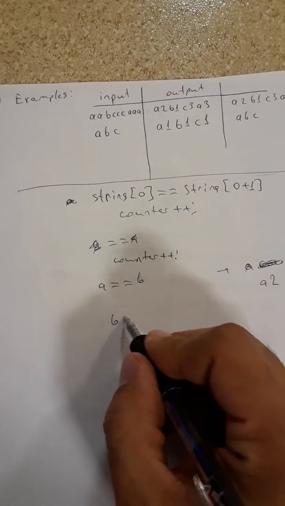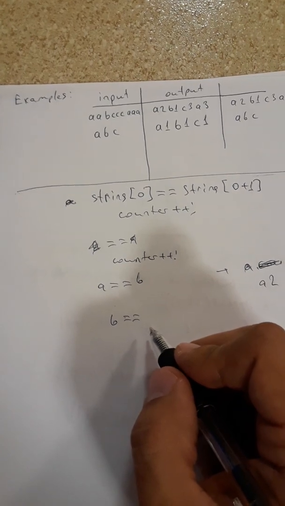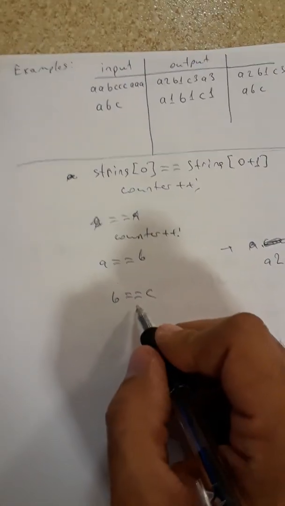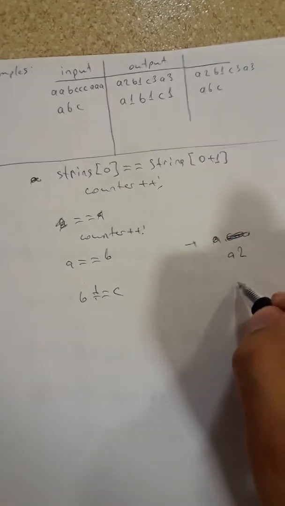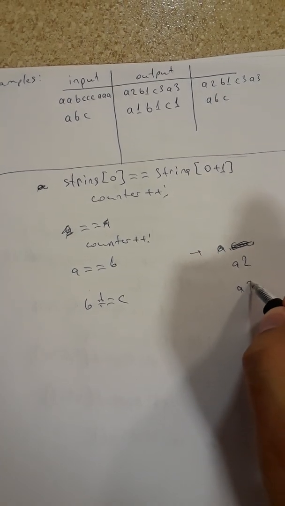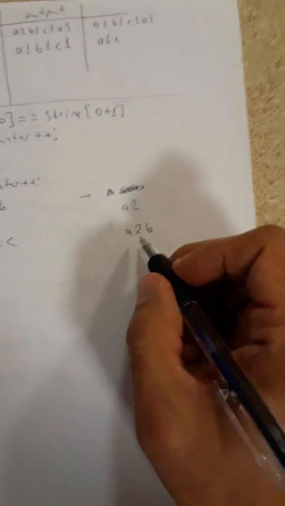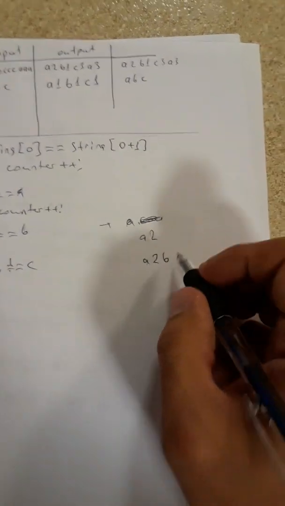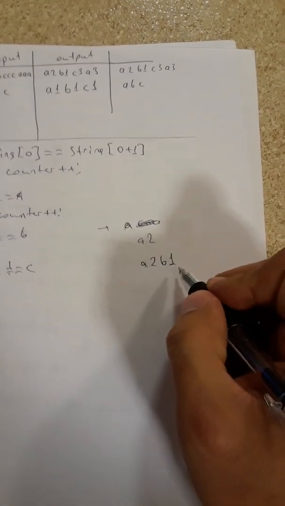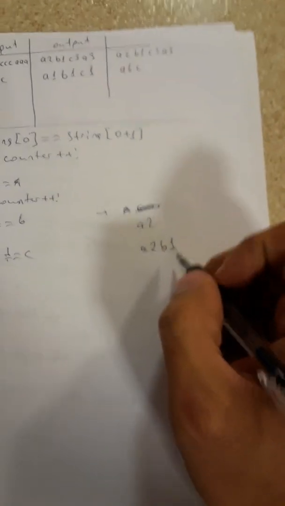Then we will take B and check it against the next one. Since it's not equal, we will just append B to our output string, and we will put the counter value, which will be 1. The initial value of the counter will always be 1.